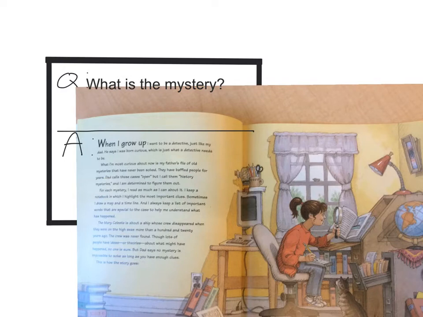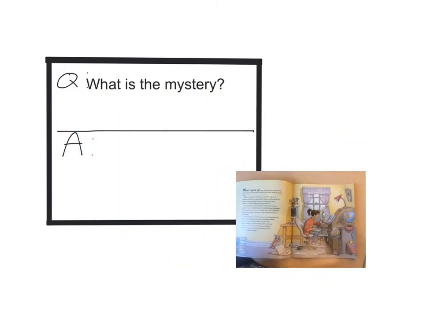All right, boys and girls, did you see it? It's right here. The Mary Celeste is about a ship whose crew disappeared when they were on the high seas more than 120 years ago. The crew was never found. So our answer then, the mystery is, where did the crew of the ship go? That's the mystery. Even though it's actually another question, that's the answer to our question.